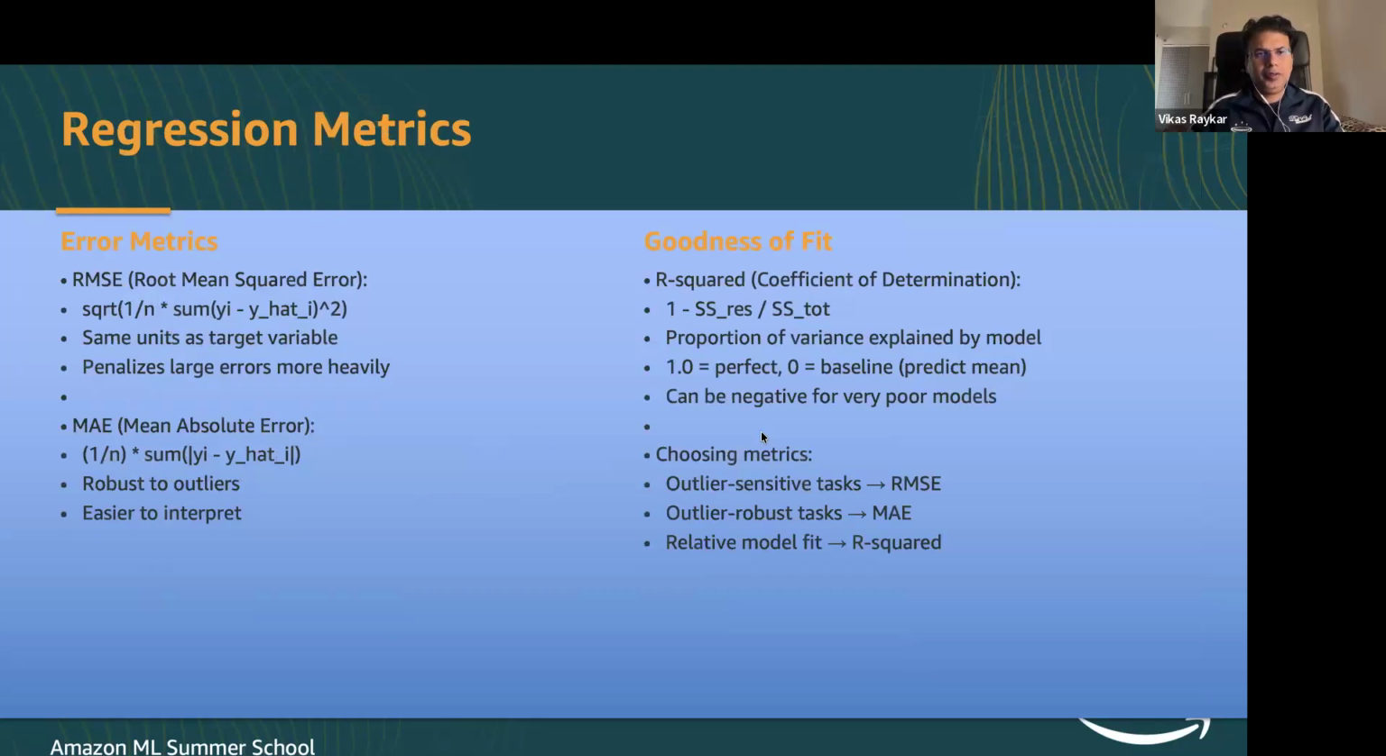Regression metrics are fairly straightforward. I think it's almost equivalent to the loss functions. The first one is the root mean squared error, which is the square root of the mean squared error. Second is the mean absolute error, where you take the mean of the absolute error. There's also the goodness of fit, which is the R squared, which considers the proportion of the variance explained by the model.